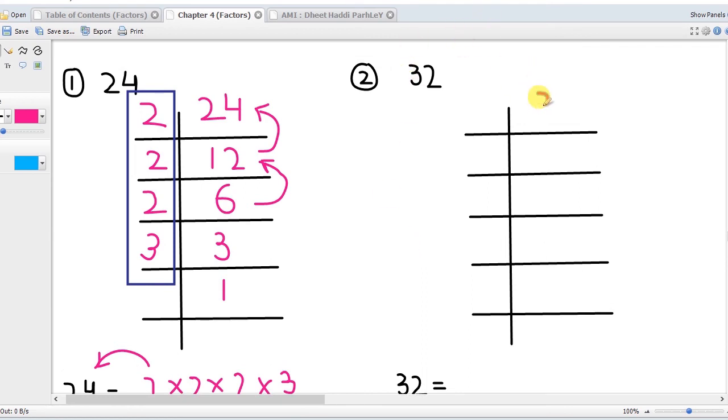So the next number is 32. So let's just solve it quickly. This is an even number, so 32 comes in the times table of 2. Yes, 2 times 16 is 32. So check, 16 comes in the times table of 2, go for it. You have to keep on moving.